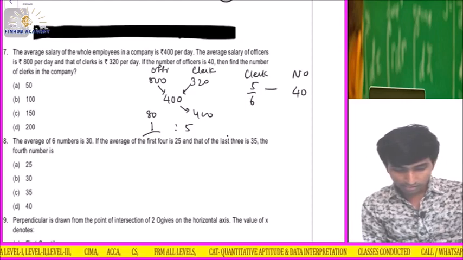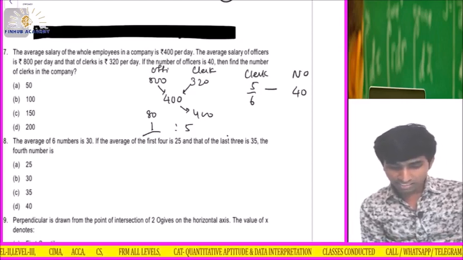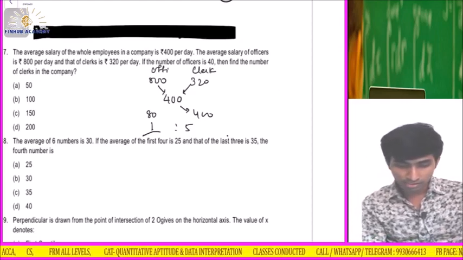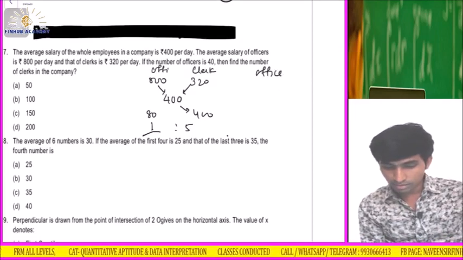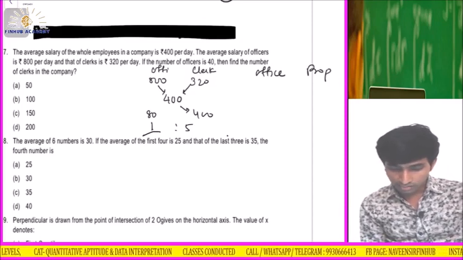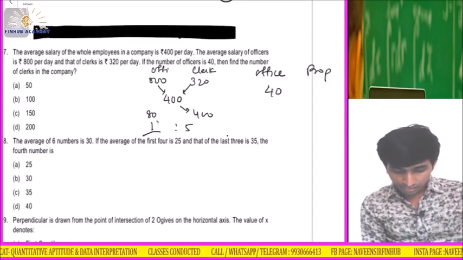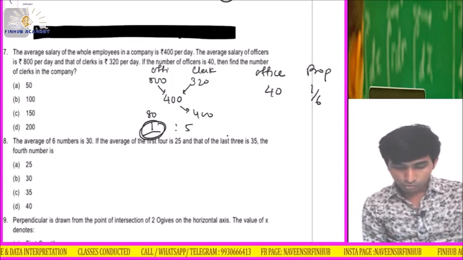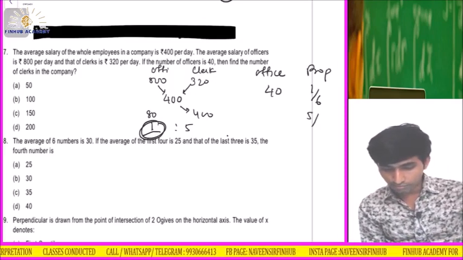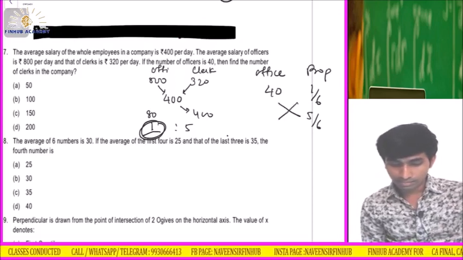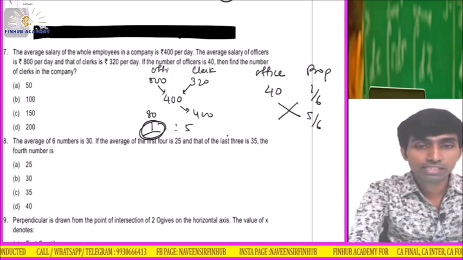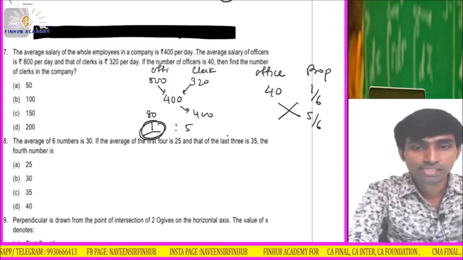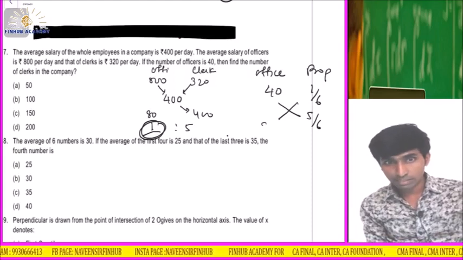I need to find the number of officers. Okay, officers number is given, sorry. So officers, I know the number and their proportion. So officers number is 40. Officers proportion is how much? 1 upon 1 plus 5, that is 1 by 6. So clerks proportion is how much? 5 by 6, correct? So cross multiply. 40 into 5 by 6, divided by 1 by 6 means multiply by 6. Okay, you can solve this. Here I am getting 200.